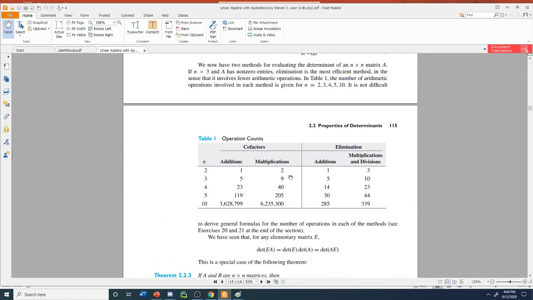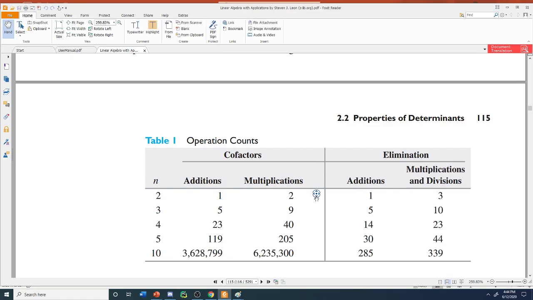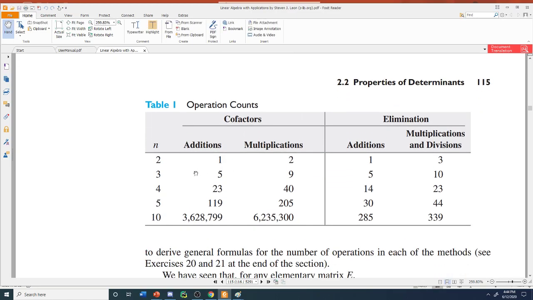Here it is. If you're computing the determinant using cofactors, say of a 10 by 10 matrix, you need 3 million additions, roughly 6 million multiplications. Whereas if you're doing it via elimination, you need roughly 300 additions and 300 multiplications. So elimination is vastly more effective. The only time the cofactors kind of outshine it is for very small n, namely n equal 2 or n equal 3.